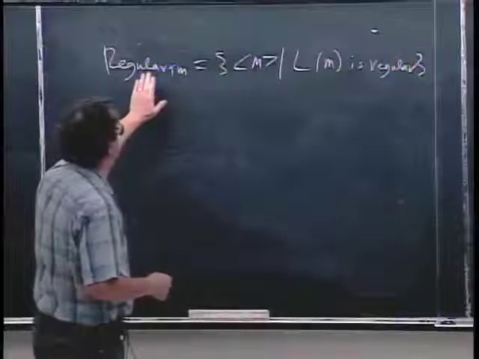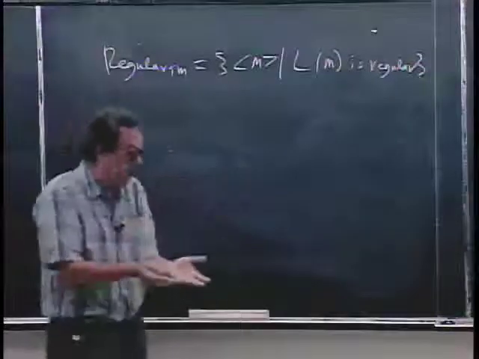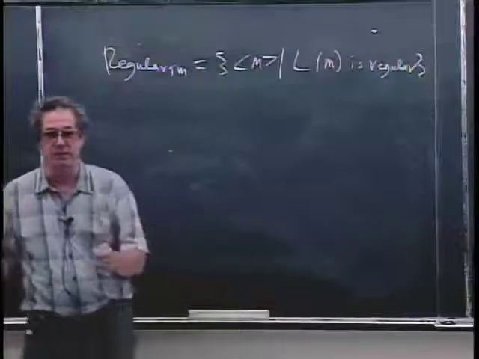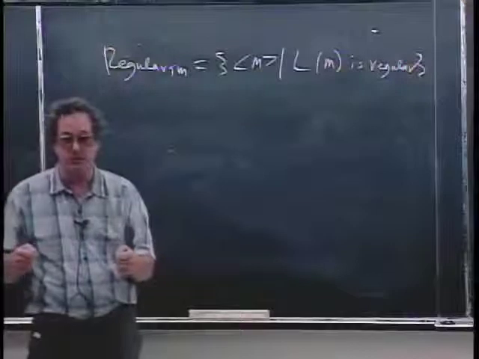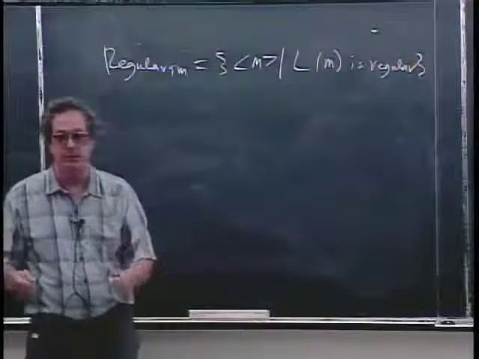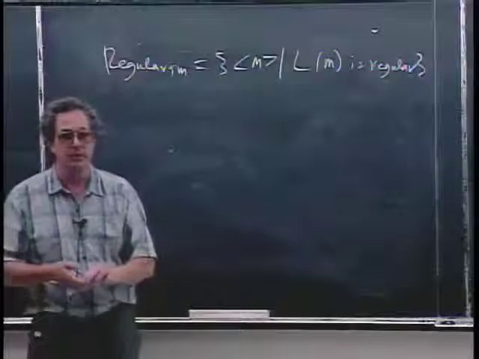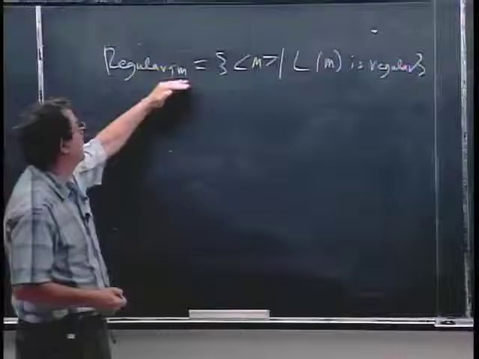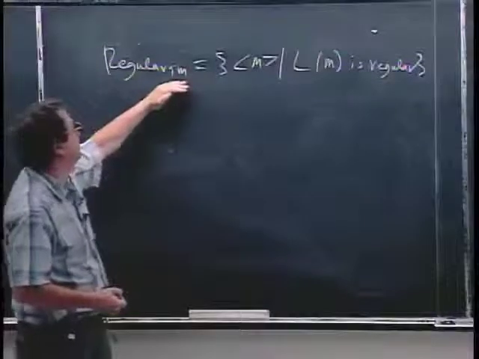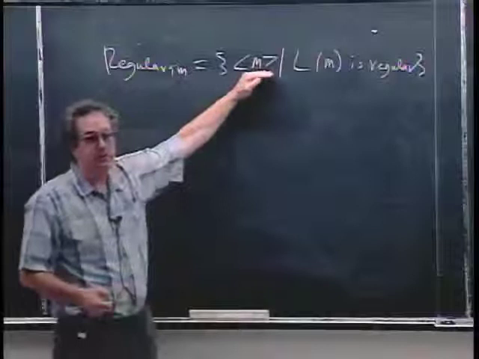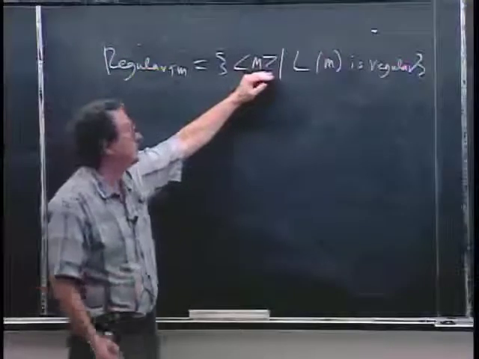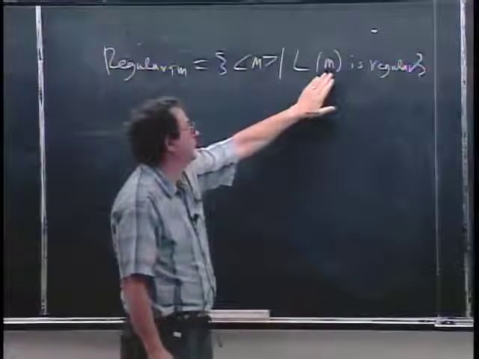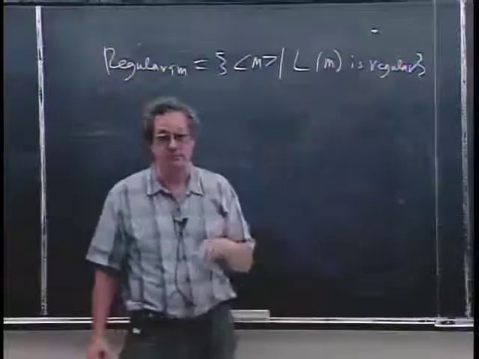So here we want to say, can we build this box? As I say, we can look at a language and think about whether it's regular or not, and sometimes succeed in showing that it's regular, sometimes succeed in showing it's not regular. But here we want to automate that. We want to build a Turing machine which takes in the description of some other Turing machine, which is doing some computation, and decides whether the language accepted by that Turing machine is a regular language or not. Okay?